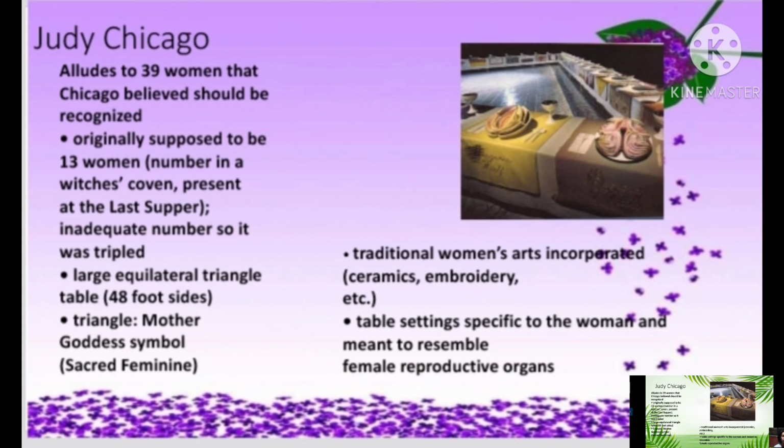Judy Chicago used the traditional women's art, ceramics and embroidery, with table settings specific to each woman, meant to resemble the female reproductive organ. It honors 39 women that Chicago believes should be recognized. It was originally supposed to be 13 women, the number in a witch's coven, present at the Last Supper, but it was tripled. It is a large equilateral triangle, a 48-foot table, the triangle being a mother goddess symbol of the sacred feminine.